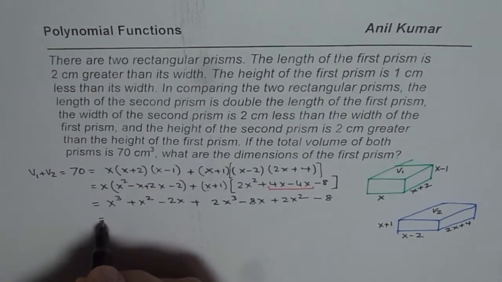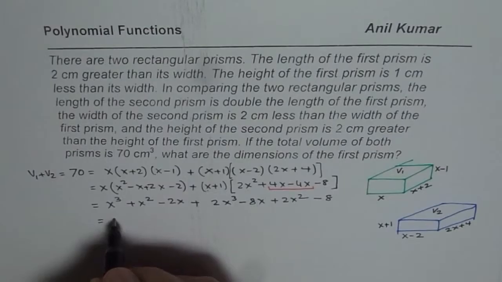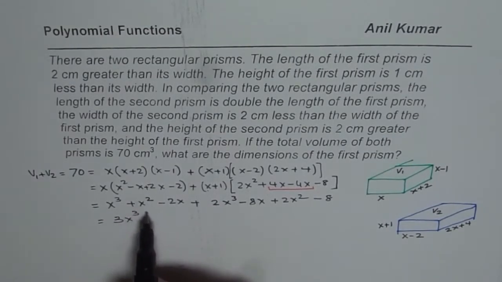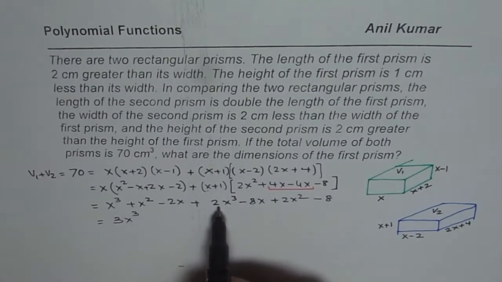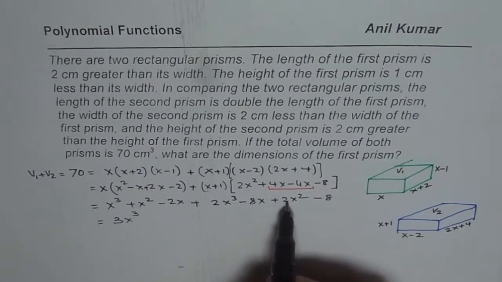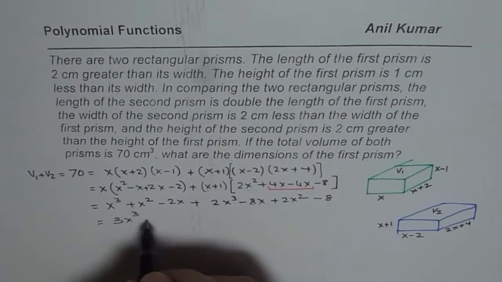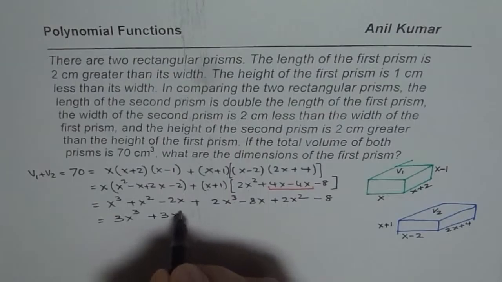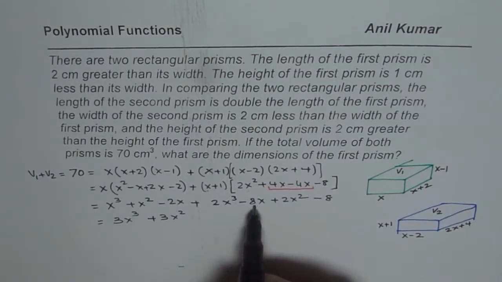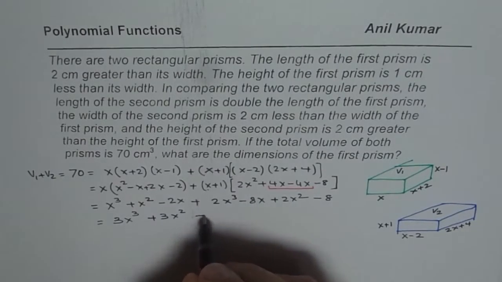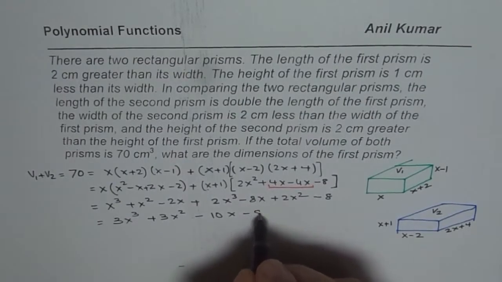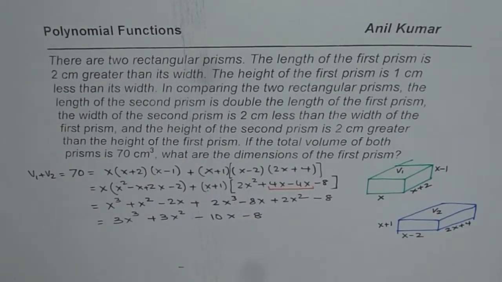Now let us combine the like terms. x cubed, so we get 2 and 1, 3x cubed. Square terms, x squared plus 2x squared gives us 3x squared. So plus 3x squared. The x terms, we have minus 2x plus 8x gives us minus 10x. Minus 10x. And the numbers we're left with minus 8. And all this is equal to 70, correct?